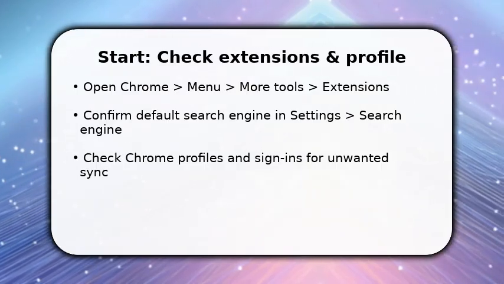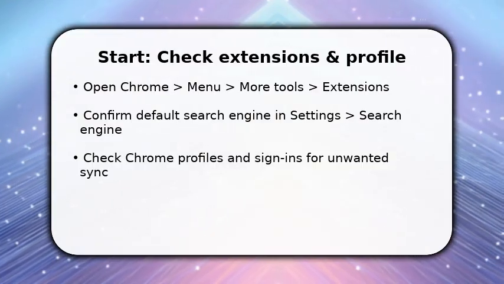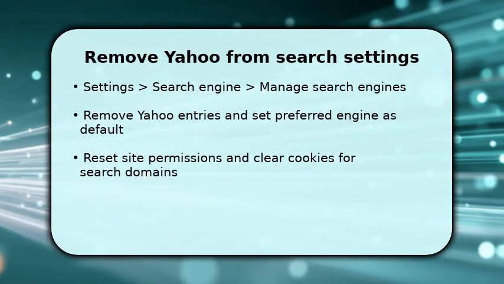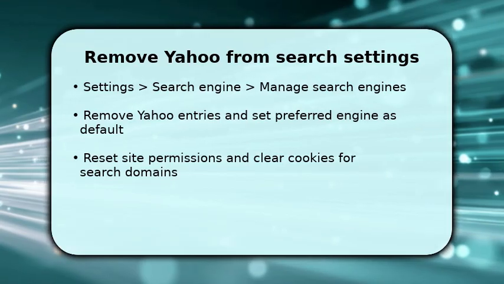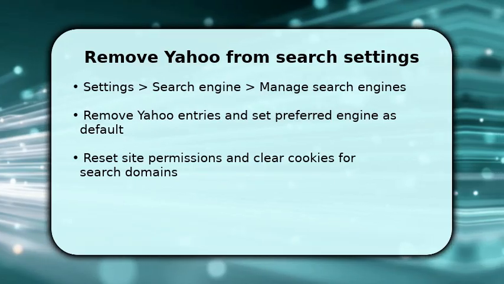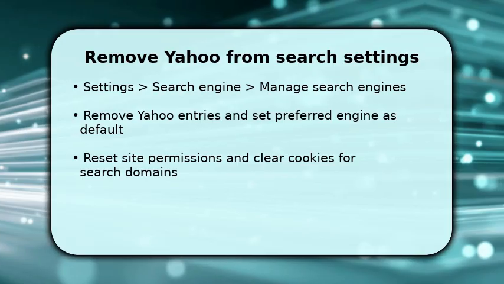If you see a managed setting, sign out of any synced profile that isn't yours and restart Chrome to clear session flags. Next, you remove Yahoo entries and reset permissions so Chrome can use your preferred engine. Go to Settings, Search Engine, Manage Search Engines, click the three dots next to Yahoo entries and choose Remove, then set Google or another trusted engine as default.